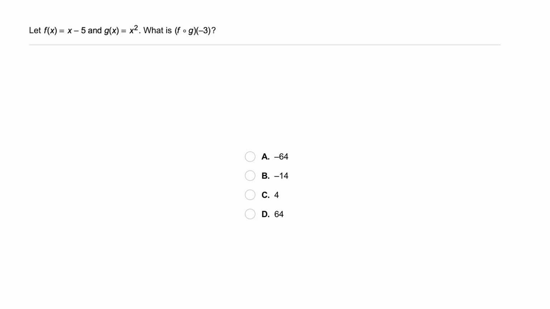Your turn. Let f of x equal x minus 5 and g of x equal x squared. What is f of g of negative 3?